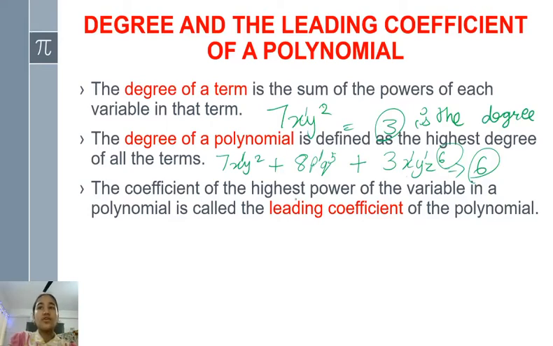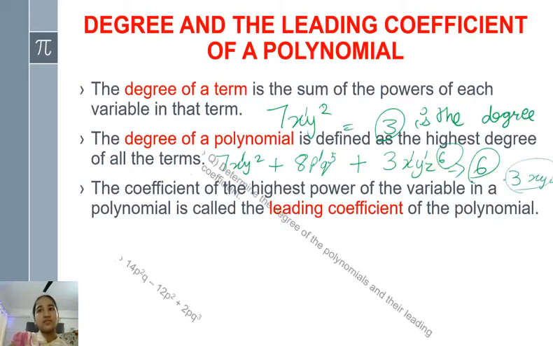The coefficient of the highest power of the variable in a polynomial is called the leading coefficient of the polynomial. We'll take this expression itself. So the coefficient of the highest power of the variable, of this, what is the coefficient? In a polynomial, it's called the leading coefficient. So the leading coefficient over here is 3x minus 6. I hope this is correct.